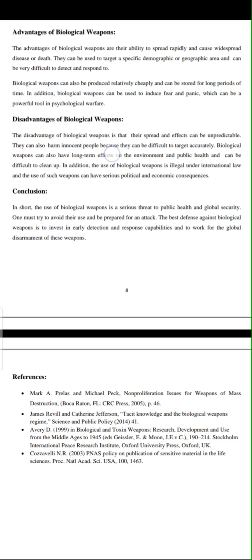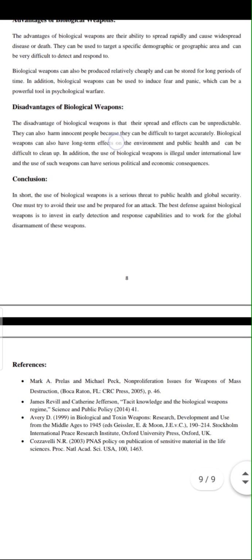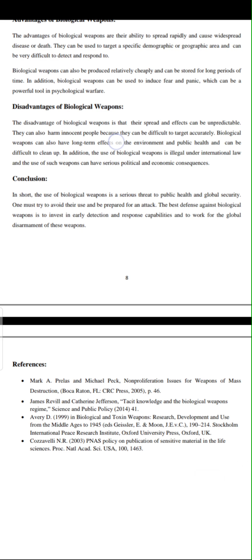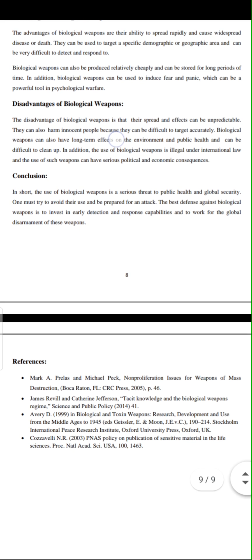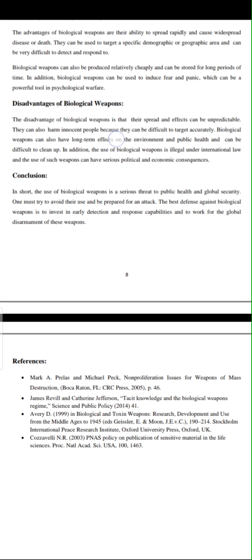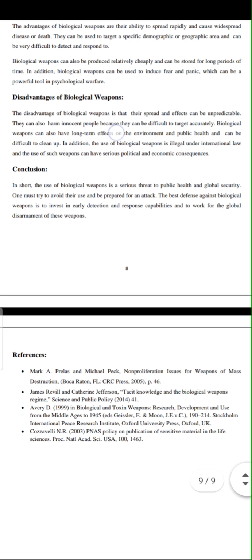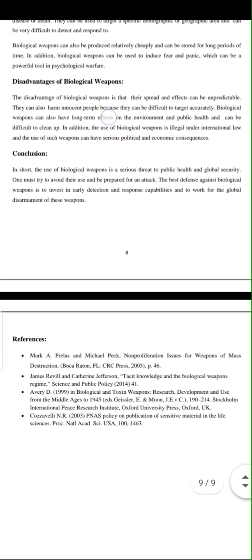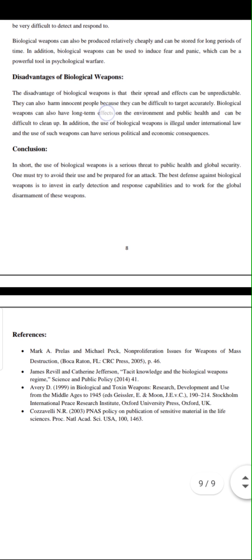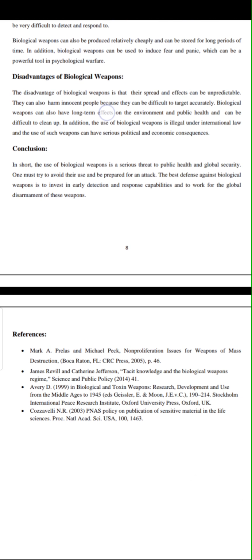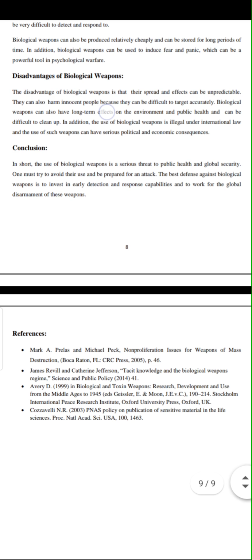In short, the use of biological weapons is a serious threat to public health and global security. One must try to avoid their use and be prepared for an attack. The best defense against biological weapons is to invest in early detection and response capabilities, and to work for the global disarmament of these weapons, because the use of biological weapons is illegal under international law. So one should try to avoid their use.